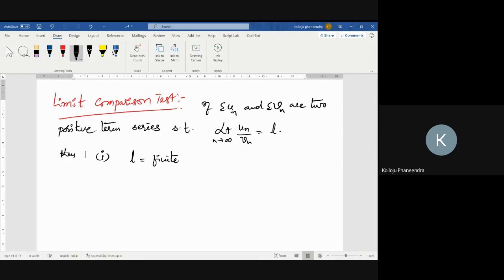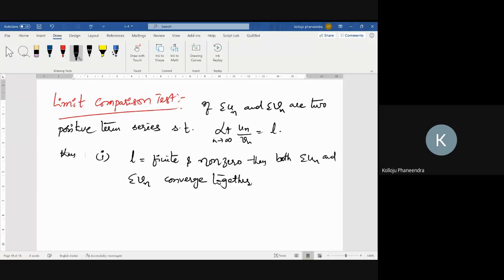I missed this statement in the last class. Okay, is it audible? Yes, sir. L is finite and non-zero. What is the value of L? Maybe 2 or -2 or a fraction, any real number which is finite but not zero. Then both sigma un and sigma vn converge together or diverge together.